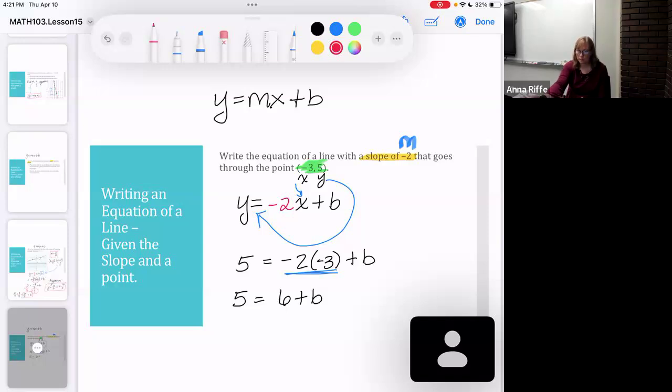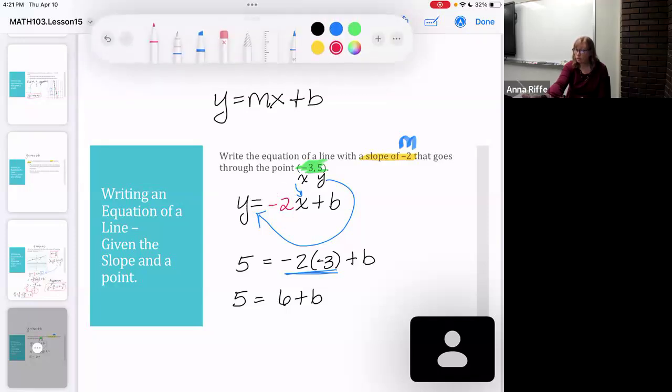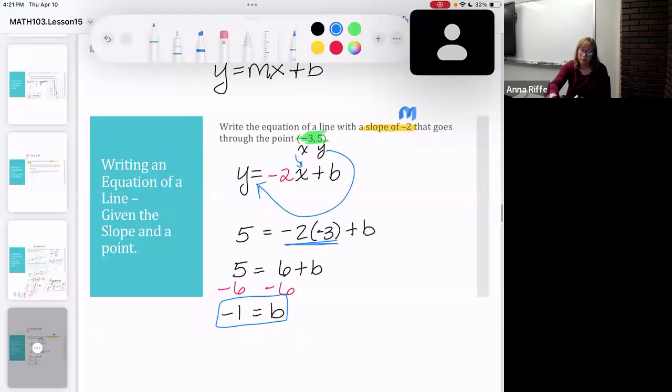Okay. This is now a simple equation. So I'm going to deal with any addition first. That's on the variable side, which means I'm going to subtract the 6 from both sides of the equation. 5 minus 6 is a -1 is equal to b. So we have now found that remaining half that was needed for writing this equation. So now my equation becomes y is equal to m, which is still -2, times x minus 1.